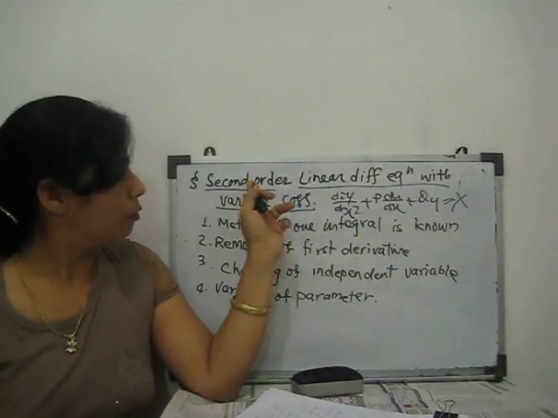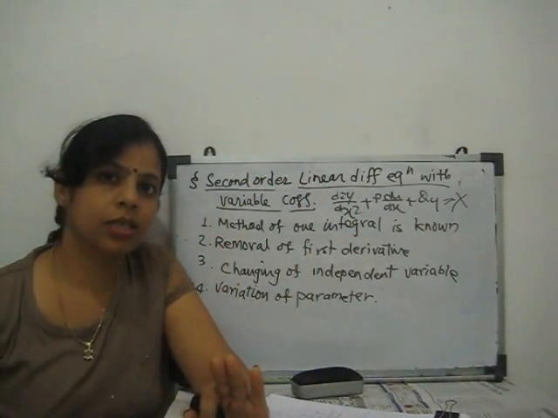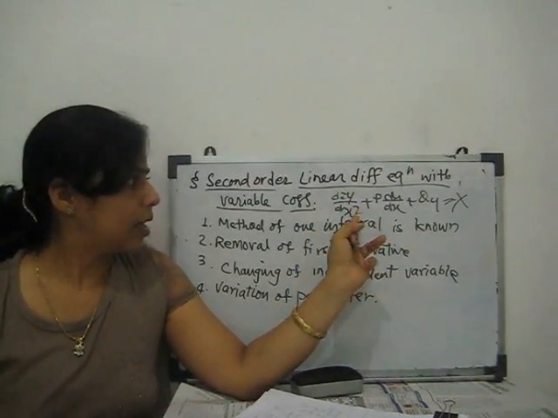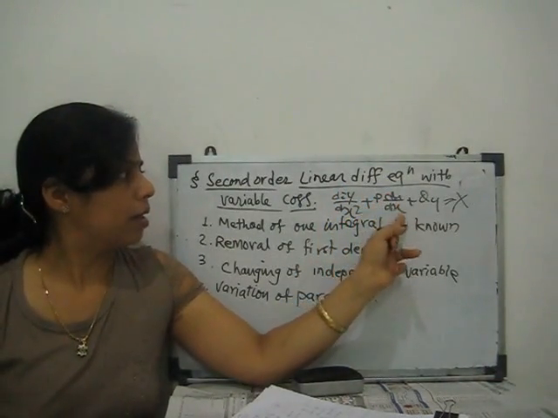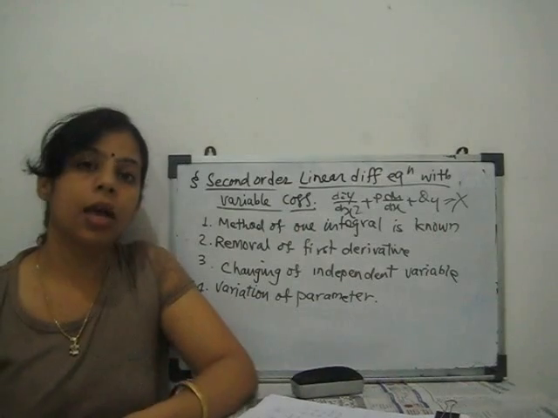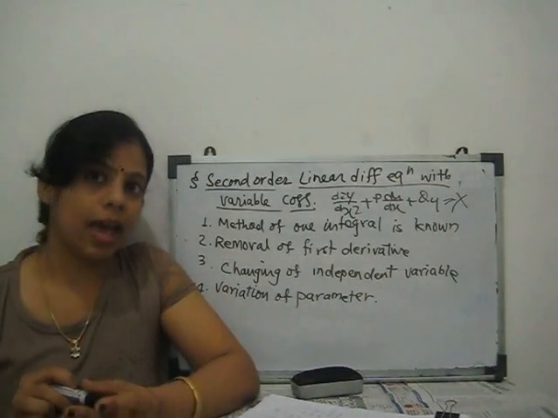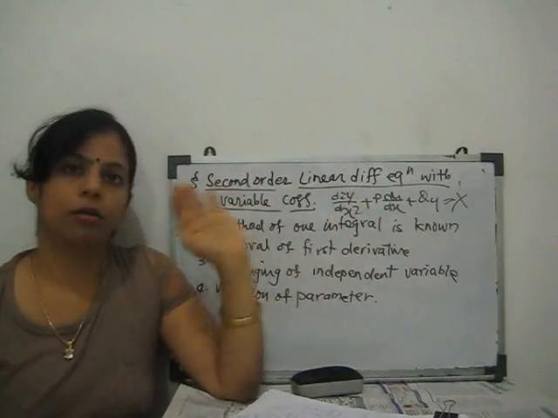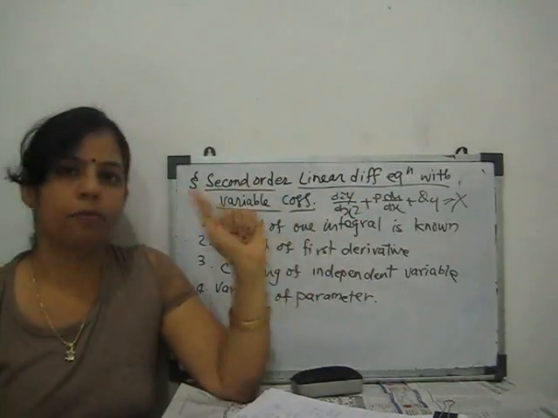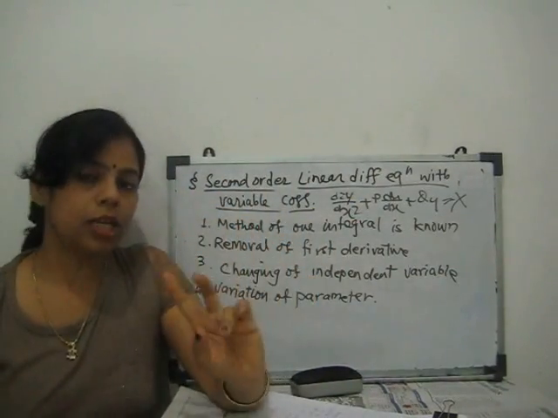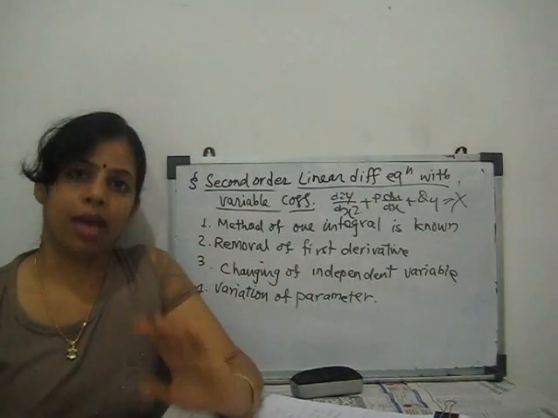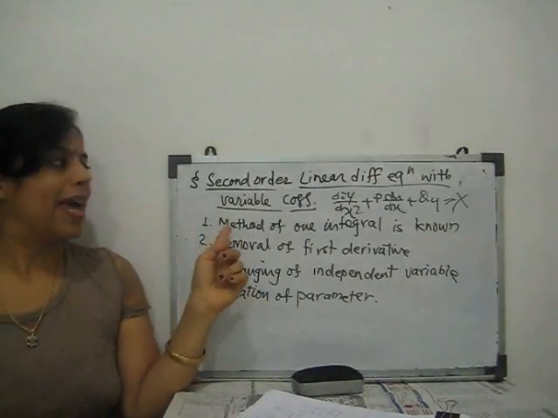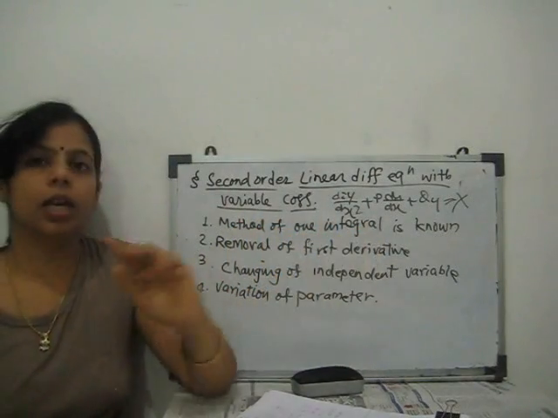Clear? So which type of differential equation do we learn to solve here? This type of equation: d2y by dx square plus p dy by dx plus qy equal to x, where p, q and x are all functions of x, not of y. All are from x only. Clear? So there are some methods for solving these types of equations. First one is the method where one integral is known.